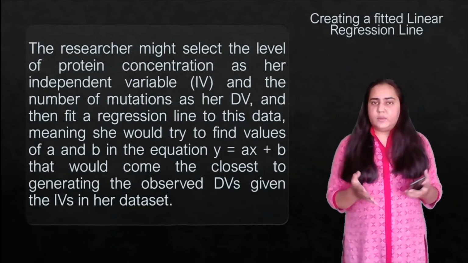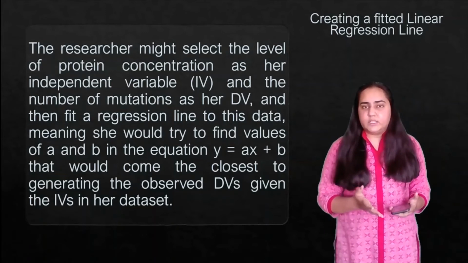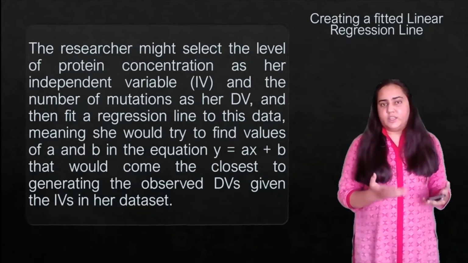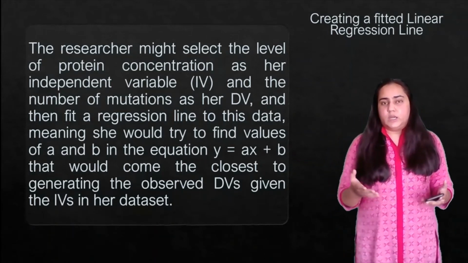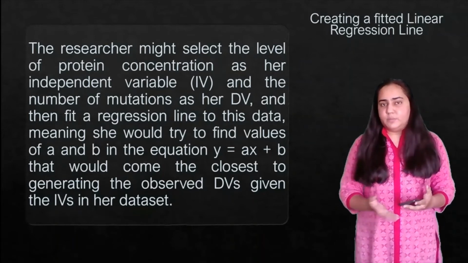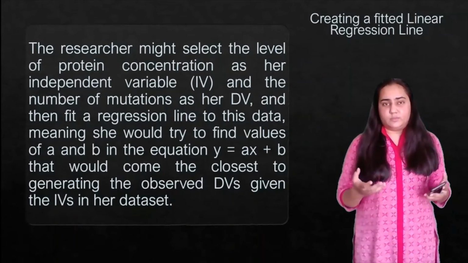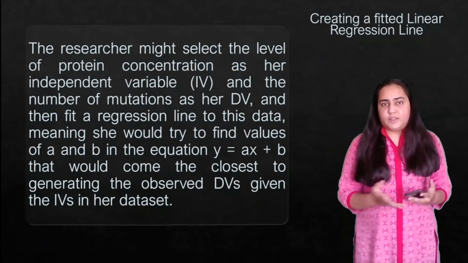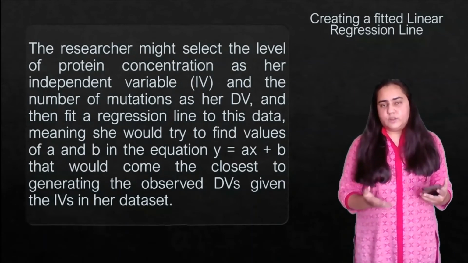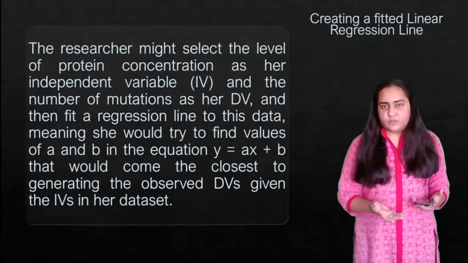Now, think about it: the dataset already contains the values of x and y. Y is the dependent variable, which means the number of mutations. X is the independent one, which means the level of protein concentration. So two variables are already available. You have all the values.